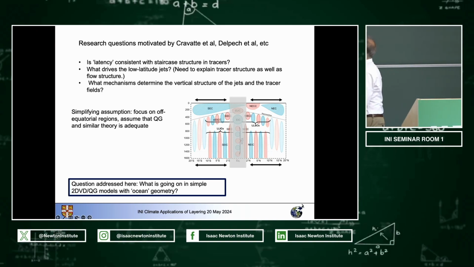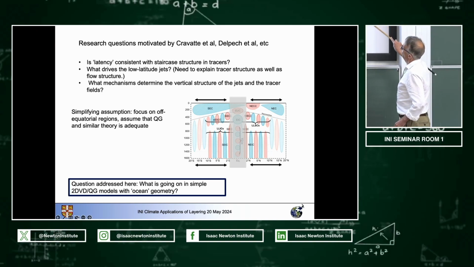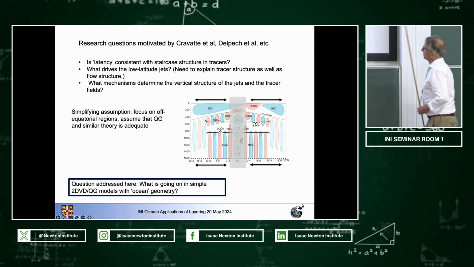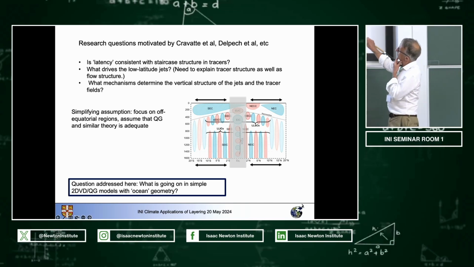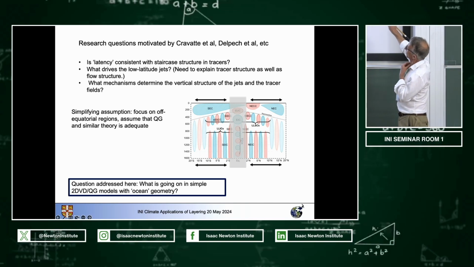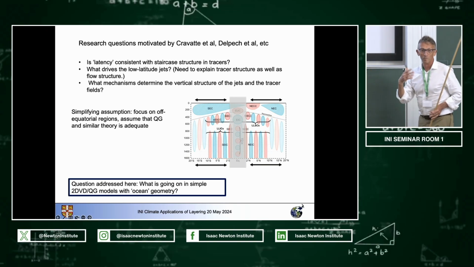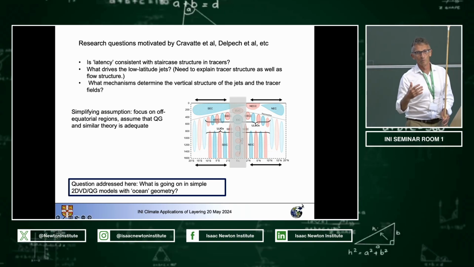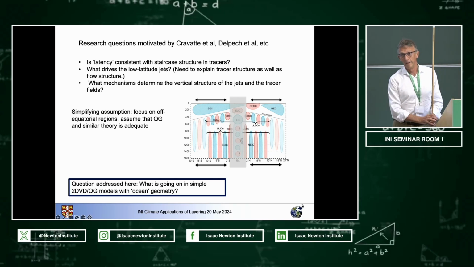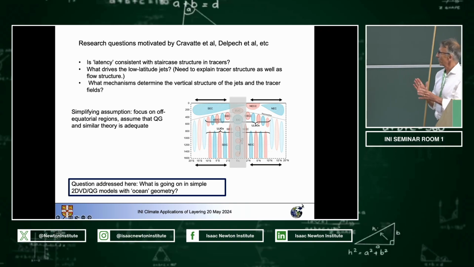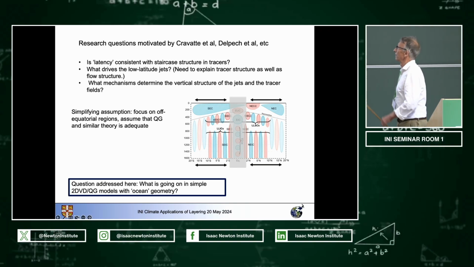Another question is what is controlling this vertical structure. Now I'm going to make the simplifying assumption that I'm going to ignore what's on the equator. I'm going to focus on the structure which is away from the equator, and imagine that this is essentially described by some kind of quasi-geostrophic theory, so that we don't have to bring in the details of deep equatorial dynamics here.